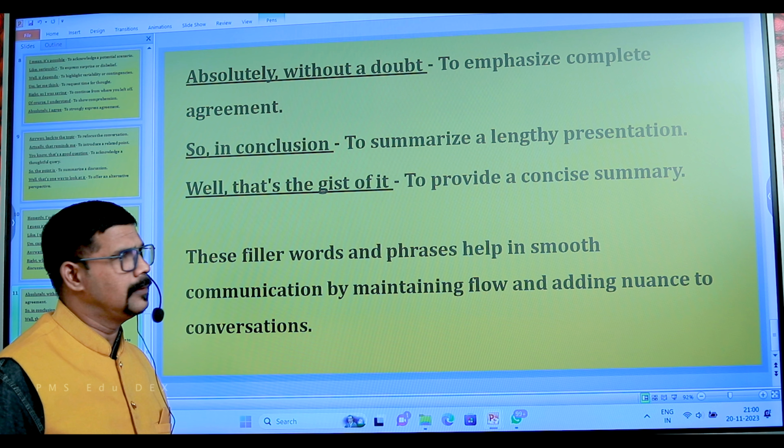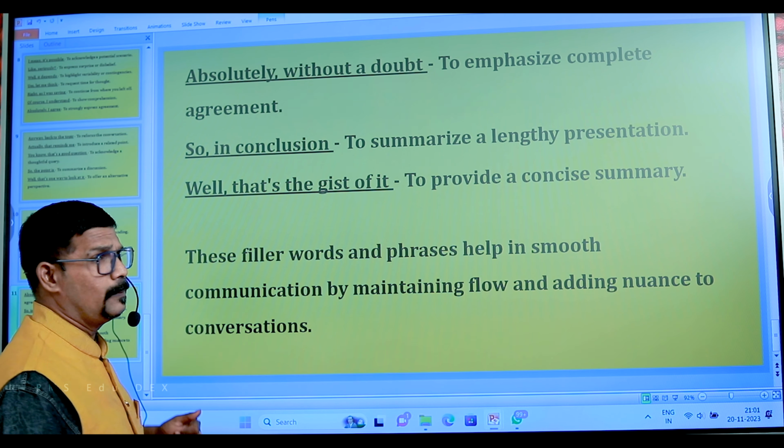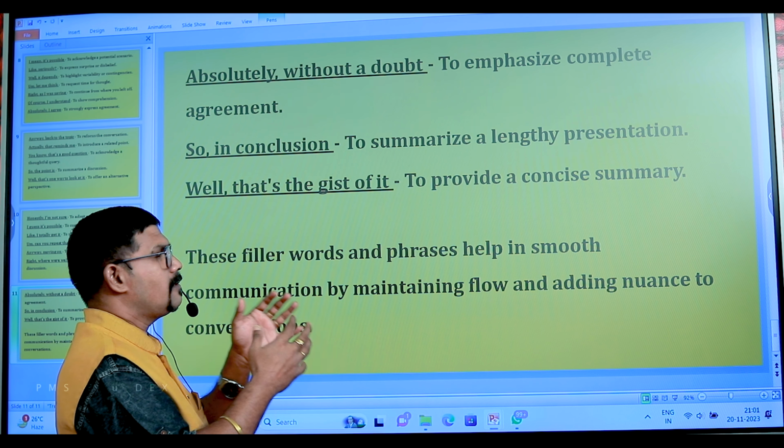So, in conclusion, to summarize a lengthy presentation, we use "so, in conclusion." Well, that's a wrap, offered to provide a concise summary.